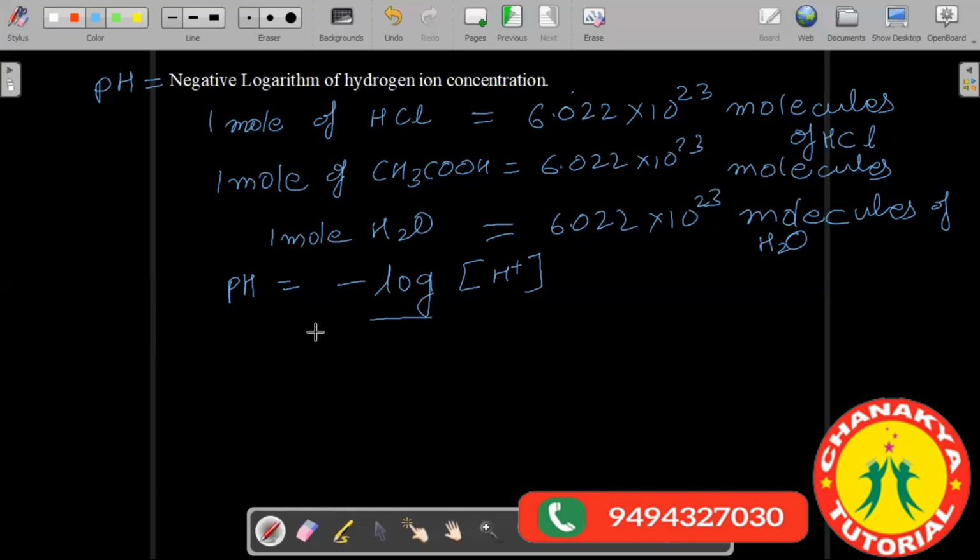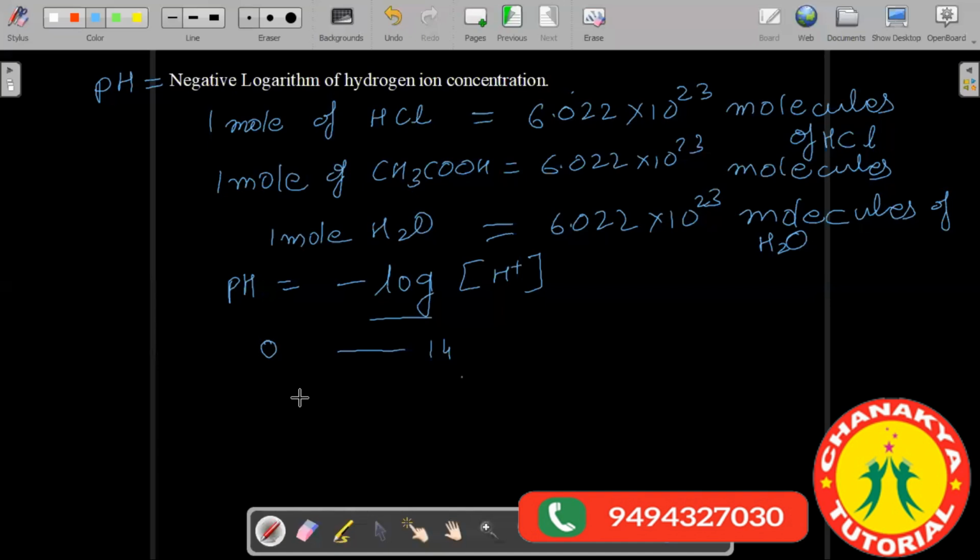Now the pH range of a solution. What can be the range of the pH? The pH range can be from 0 to 14. The pH range starts from 0 and it can continue up to 14. So the pH of any solution cannot be less than 0 and it cannot be greater than 14.